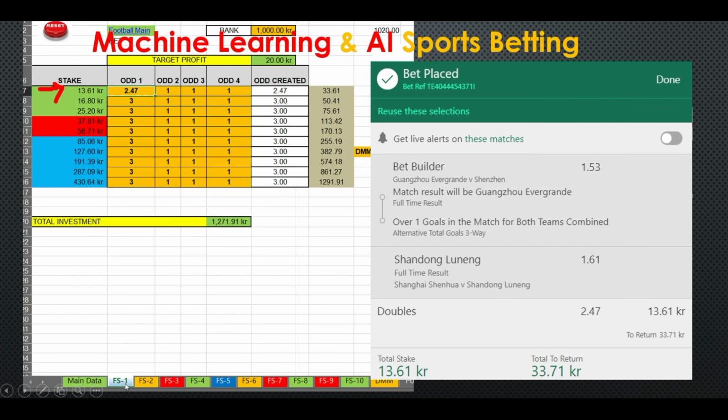So I go to the first tab, as you can see over here, and I put it at odd 1 at this cell, and then it gives me 13.61. So I take this amount of money and put it in here. So this is my total stake, and if I win, it gives me 33.71. So you can see here that if you multiply the stake by the odd, it gives you 33.71. So the profit will be 20 kroner.